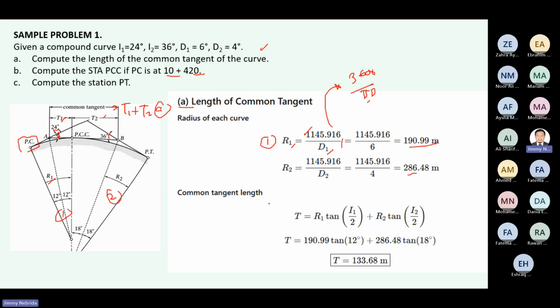Common tangent, as we say, is just equal to T1 plus T2, right? This is T1, this is T2. Simple substitution. All right, R1 is here, substitute here. I1 is 24 over 2, that becomes 12. Whereas this one is 36 divided by 2, gives you 18. So this is the common tangent. Quite easy, okay?